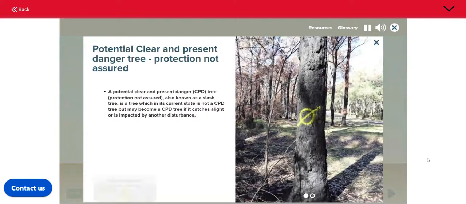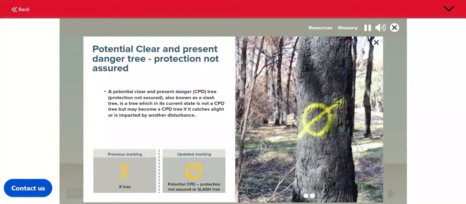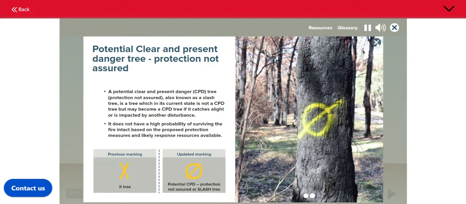A potential clear and present danger CPD tree, protection not assured, also known as a slash tree, is a tree which in its current state is not a CPD tree, but may become a CPD tree if it catches a light or is impacted by another disturbance. It does not have a high probability of surviving the fire intact based on the proposed protection measures and likely response resources available.